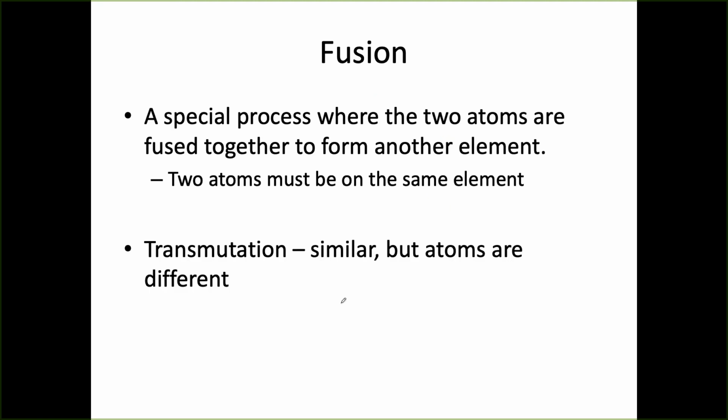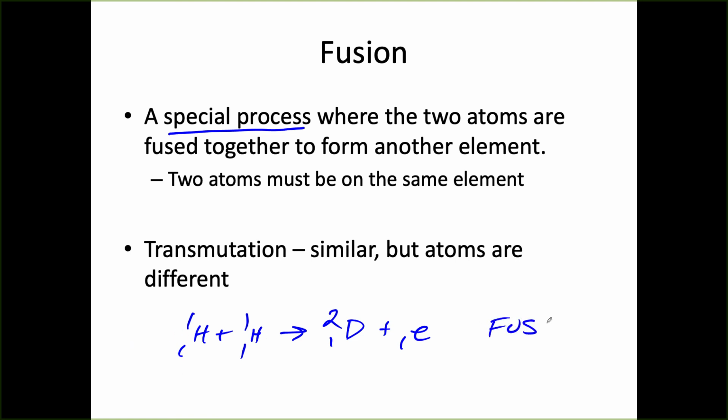Fusion is like transmutation, but it's a special process. I'm going to underline special because it's where the two atoms must be of the same element, like two hydrogens or two heliums. So fusion is very similar to transmutation, but we're taking hydrogen plus hydrogen, and we get deuterium plus a positron being emitted. This is fusion. Two elements coming together, and they're the same element.